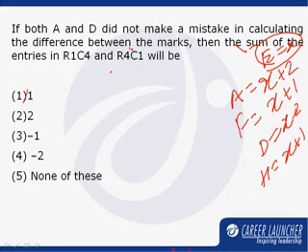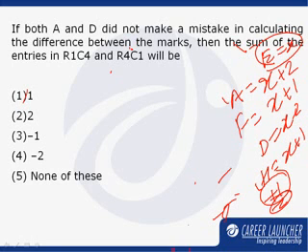Now for the data of the cell R1 C4, we want to know how many more or less marks than H did A score. So as A is X plus 2 and H is X plus 1, we can say that this data must be plus 1 only. Similarly, we can find out the data in the cell number R4 C1, which will come out to be minus 2, and hence the sum of the data in the two cells will be nothing but minus 1, and hence option 3 is the correct answer.